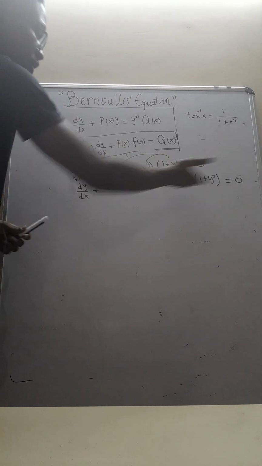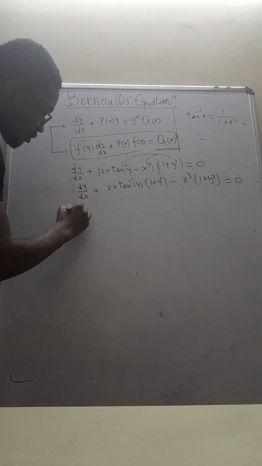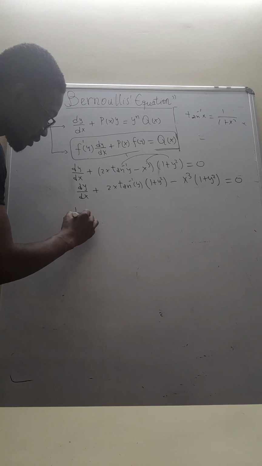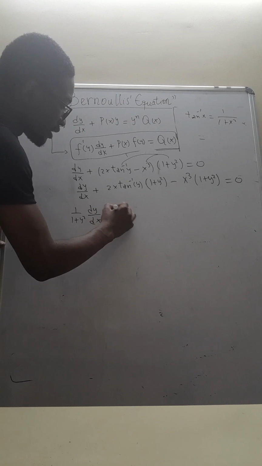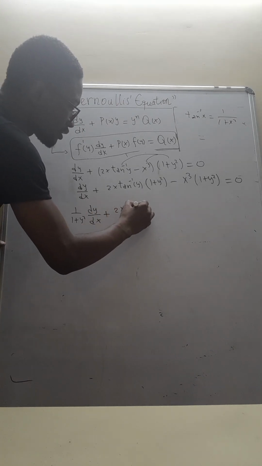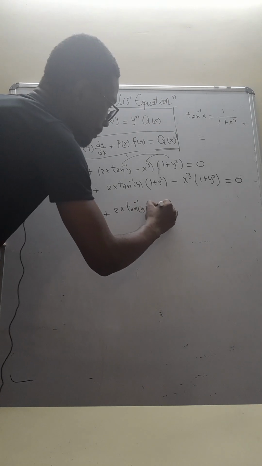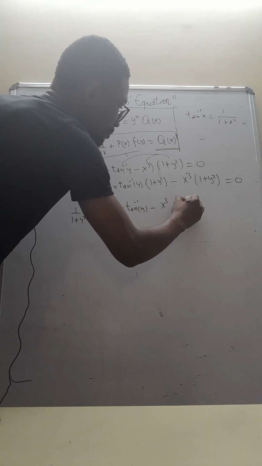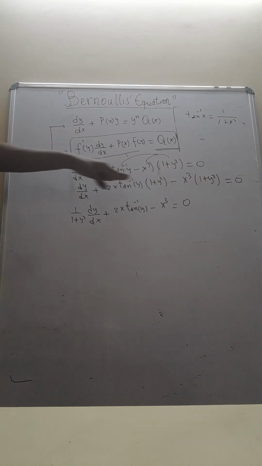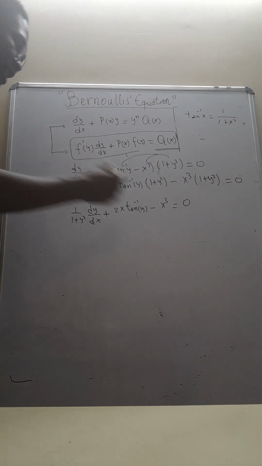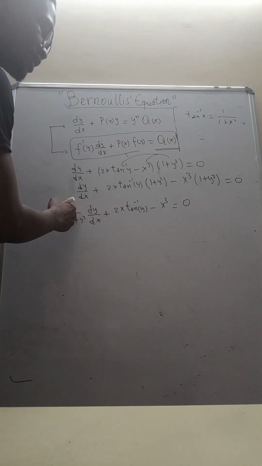So divide it all by 1 plus y squared, just in this way: dx plus 2x tan inverse of y, minus x cubed is equal to 0. Divide it all in this way. Then see here, this is tan inverse, and the derivative of tan inverse is this.